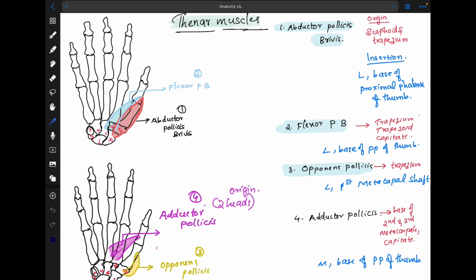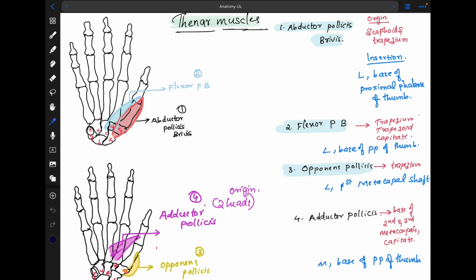Okay, that is clear? Then comes the flexor pollicis brevis. Its function is flexion of the thumb. It originates from the trapezium, trapezoid, and capitate. This blue colored muscle arises from these 3 bones, and it has the same insertion as the abductor pollicis brevis, that is, the lateral aspect of the base of the proximal phalanx of the thumb. Next muscle is opponens pollicis.